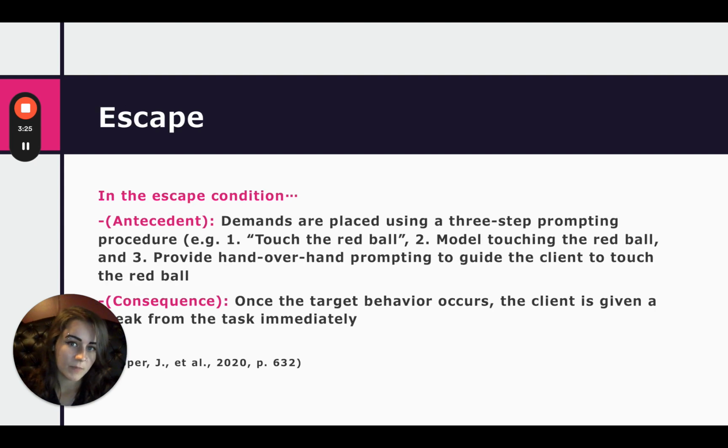Next, we have escape, attempting to see if escape from a demand or escape from a task is the function of the behavior. So during the antecedent, we place the demand using a 3-step prompting procedure. In this example, I used number 1, told the kiddo, touch the red ball. Number 2, you model what that looks like, touch the red ball, and you touch it. And then number 3, you provide hand-over-hand prompting, grab the kiddo's hand, touch red ball, good job. And if at any point they engage in the target behavior during this, then the client is given a break from the task immediately. And that's to see if the kiddo is attempting to escape from the demand, and that's why the behavior is occurring.